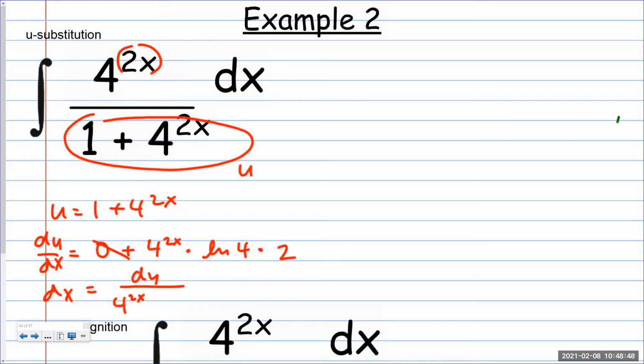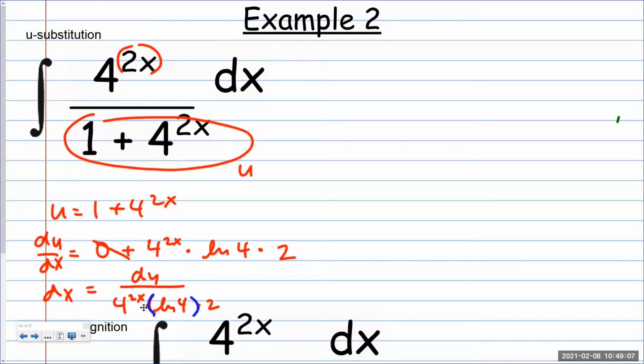So 4 to the 2x times ln of 4 times 2. I know you want to multiply the 4 and the 2. I know there's a strong urge, okay? But the 4 belongs to the ln family. So please don't take the 4 from its family. You don't even know how old it is, okay? You wouldn't want to take a 4-year-old, it could be 4, from its family, okay?